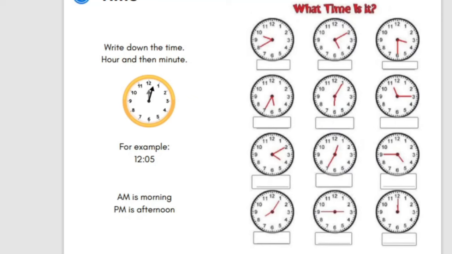Once all the students have had a chance to practice the time, do this activity with them. In this activity, the students have to take the analog and write it in digital form. Go through some of the examples and then let the students do it. Afterwards, check that everyone got it right.